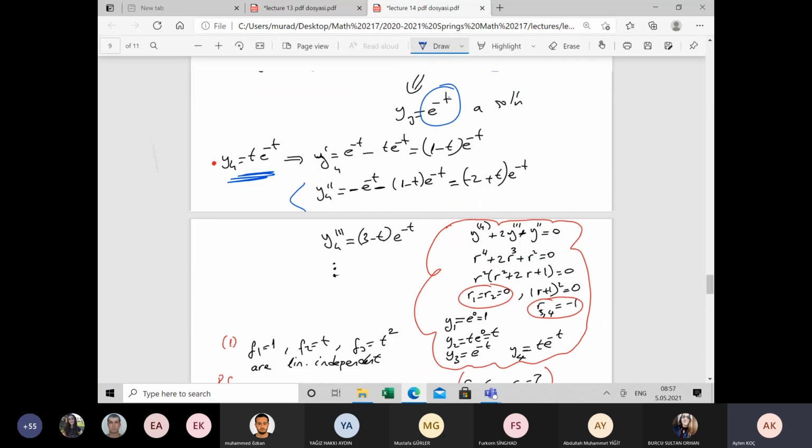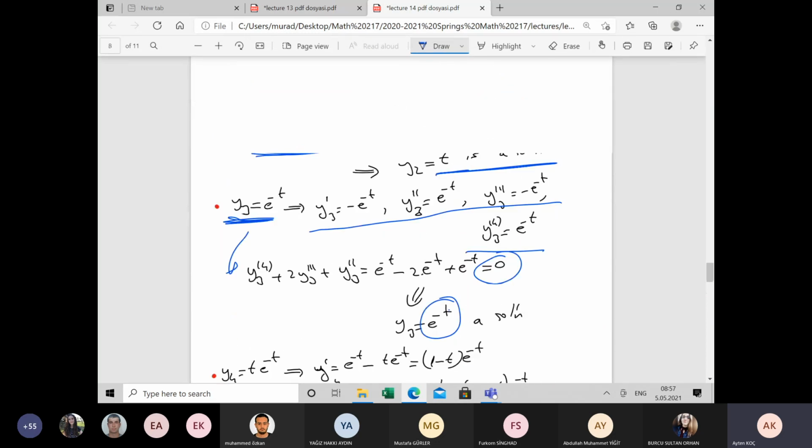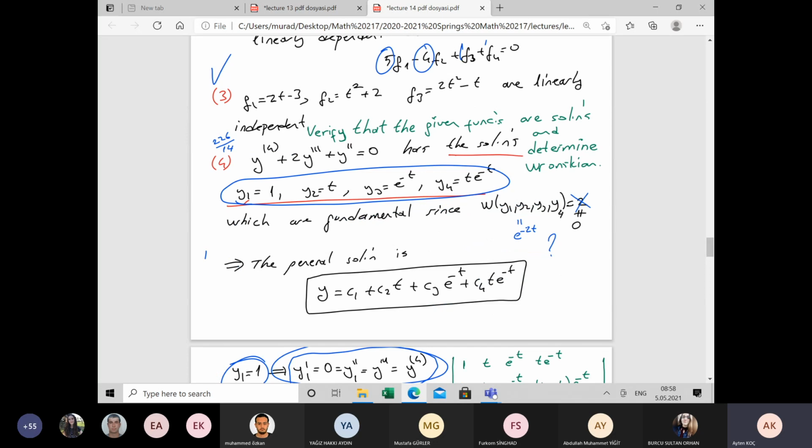It's okay. So yes, y sub 1, y sub 2, y sub 3, and y sub 4 are solutions of our differential equation. The order of our differential equation here is 4, so we have four solutions. It's okay. So how to write the general solution? It is not enough to say that these functions are solutions. You have to check whether these solutions are fundamental or not, so you have to compute the Wronskian.